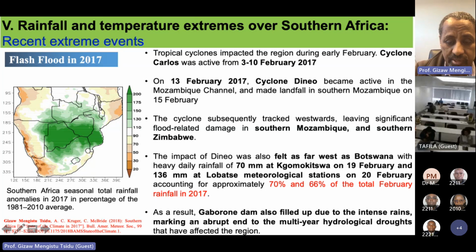So Gaborone Dam, which was almost empty in 2015, 2016, was filled up by this huge rainfall. That was a drought that persisted for almost 2 years, making the whole dam basically empty, it could not provide any water. But in just a few days, the dam was filled. There was a lot of torrential, very excessive rainfall that flowed into the region because of this extreme tropical cyclone.